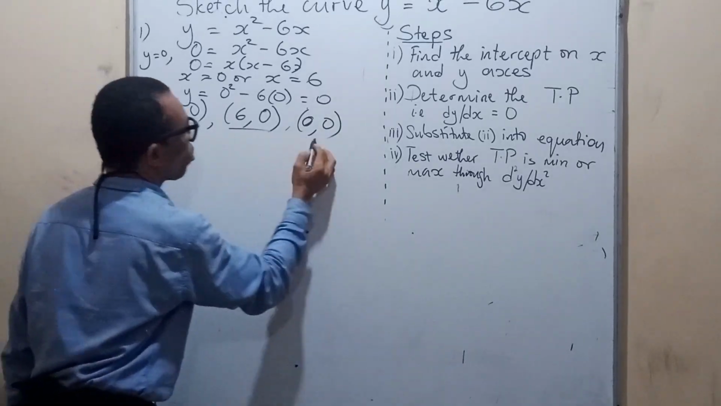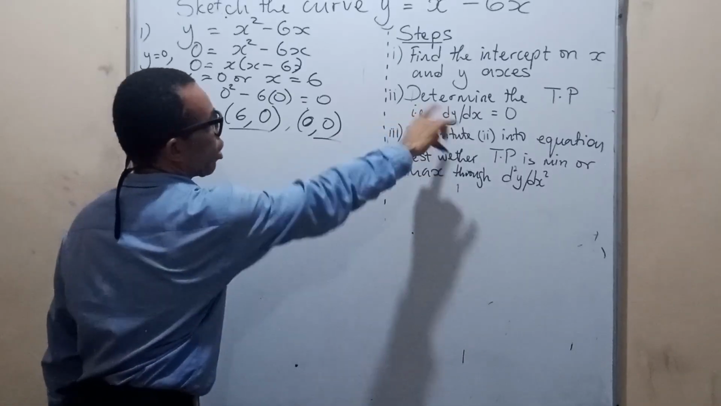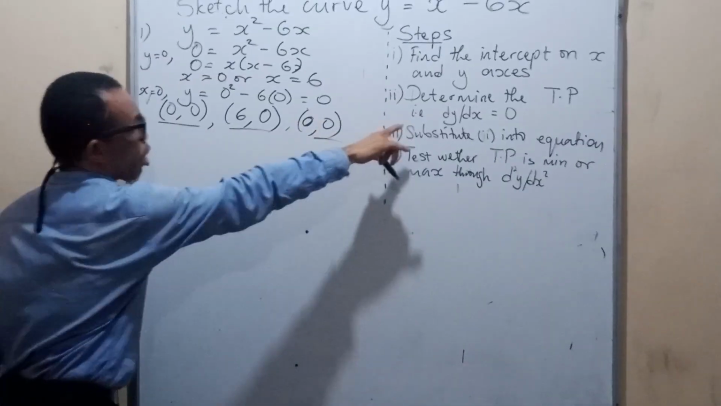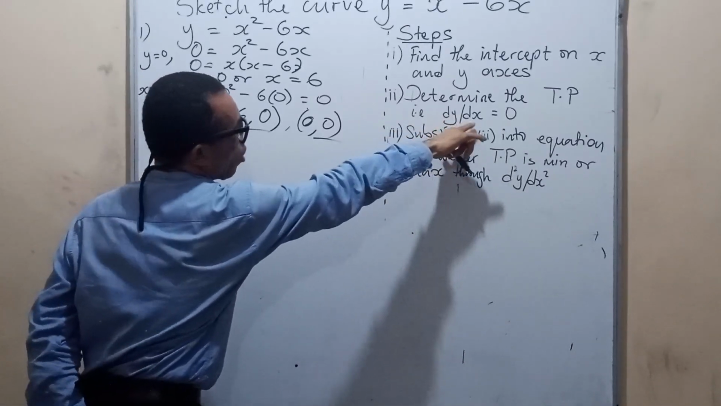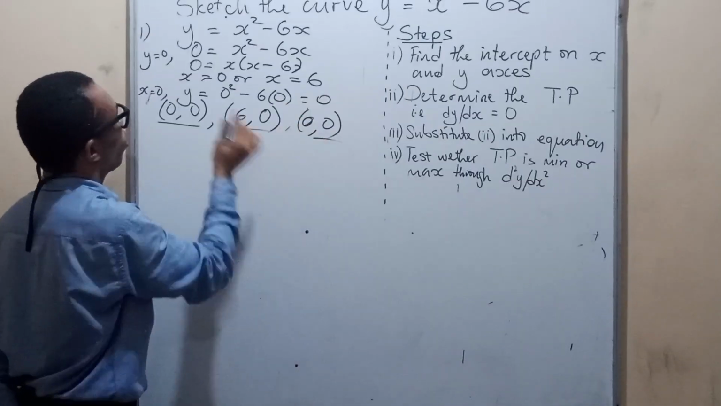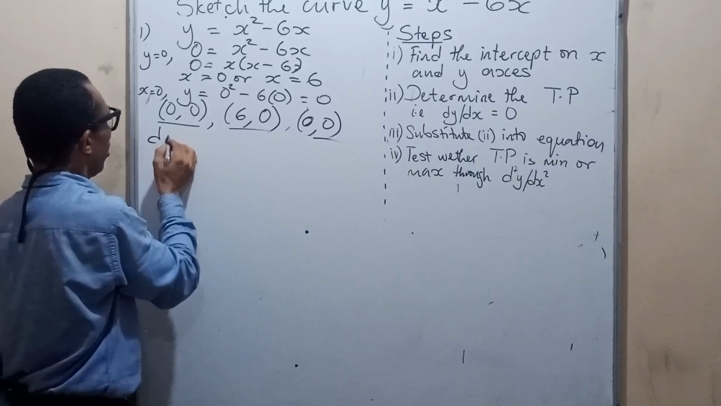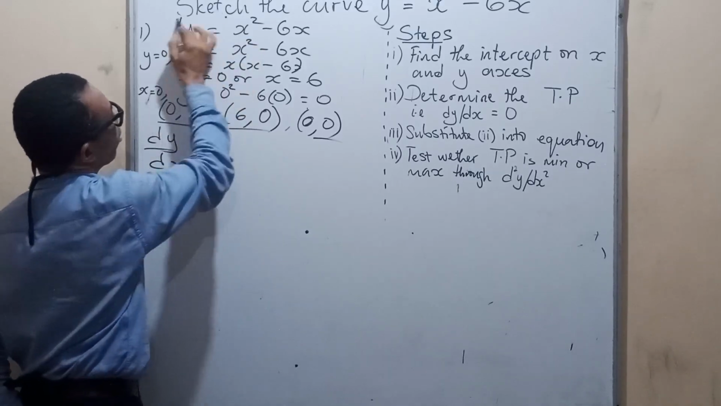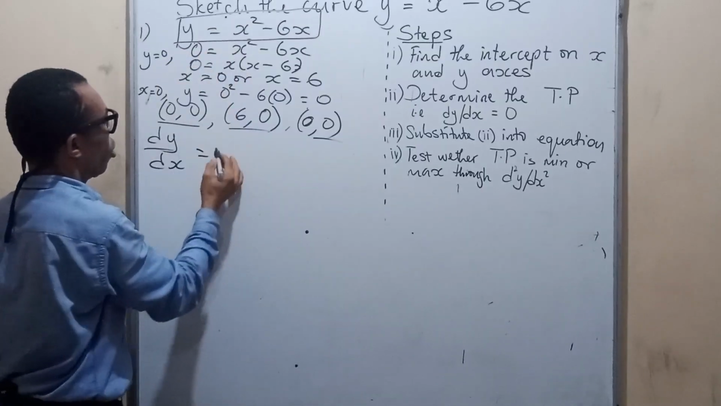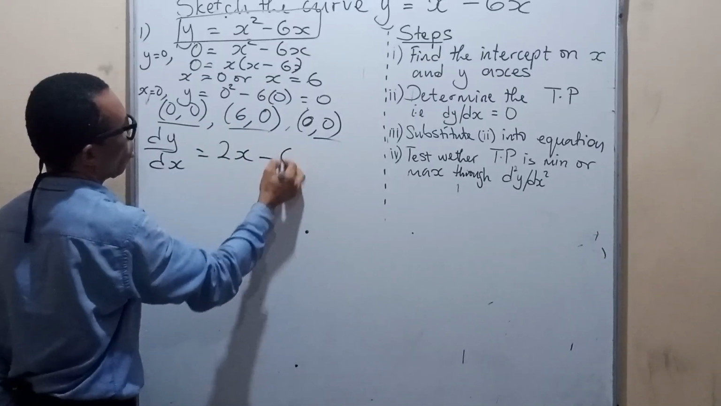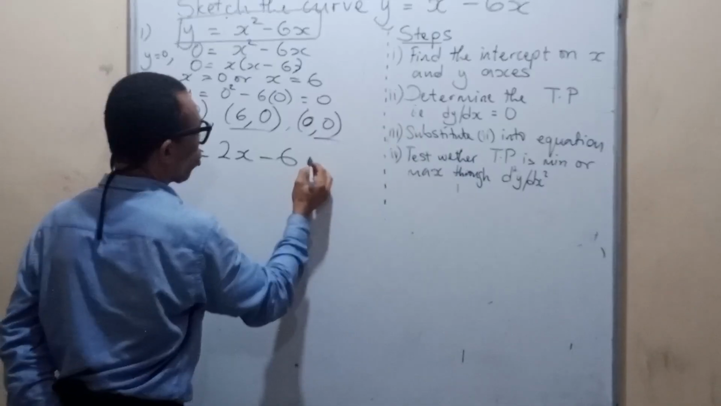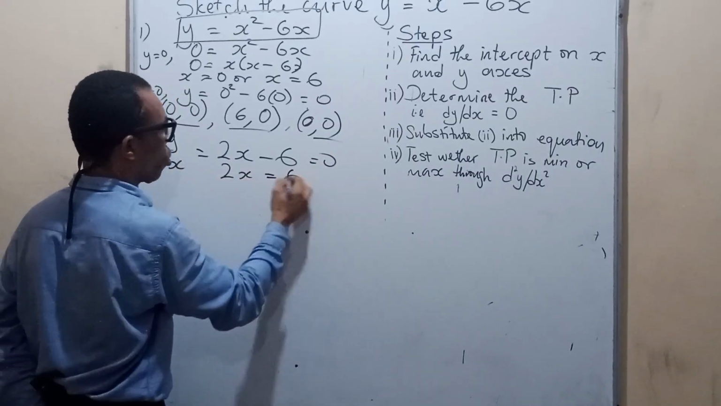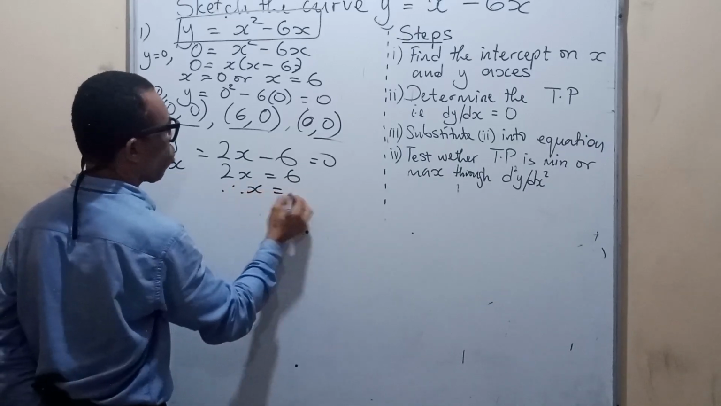Now, the next thing is to determine the turning point. How do you determine the turning point? By finding the derivative of that function given to us and equating it to 0. So, the derivative of y with respect to x, remember, this is the question given to us, will give me 2x minus 6. And then equate it to 0. That will give me 2x equal to 6. Therefore, x is equal to 3.